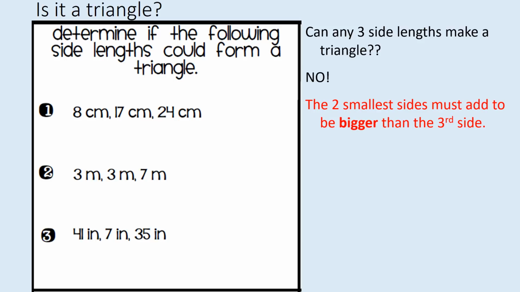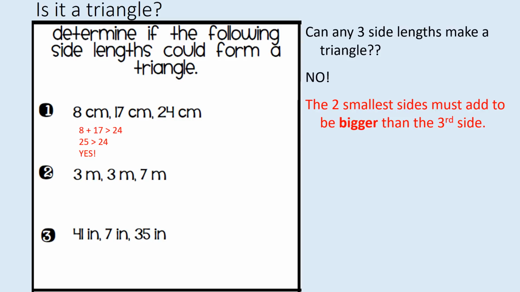In order for a triangle to be formed, the two smallest sides must add together to be bigger than that third side. Okay, so if we look at number one, our two smallest sides are 8 and 17. They're smaller than 24. So we're saying, is 8 plus 17 greater than 24? 8 plus 17 is 25, which is indeed greater than 24. So for our first example, yes, those three side lengths form a triangle.